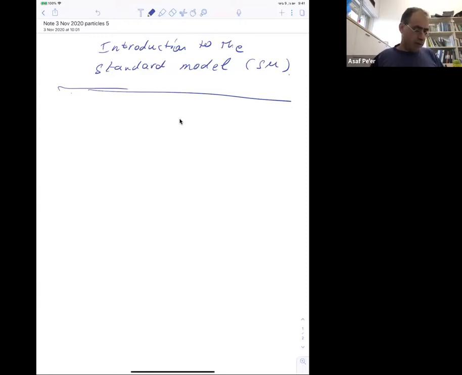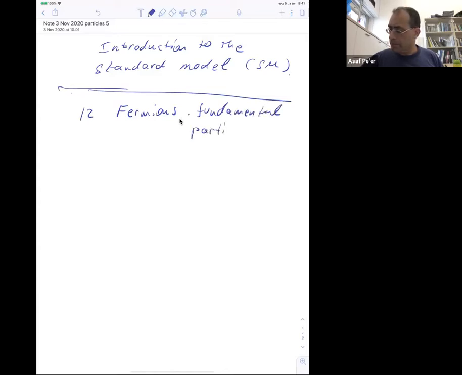So we said that in the framework of the standard model, we're talking about 12 fermions, which are the fundamental particles. And then they can interact. So the 12 fermions, let's go very briefly. We divide them into 3 generations: generation 1, generation 2, and generation 3.